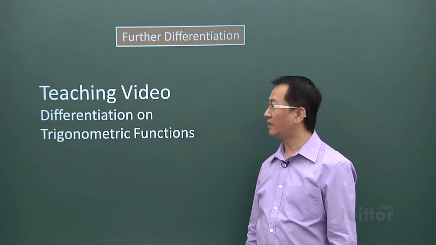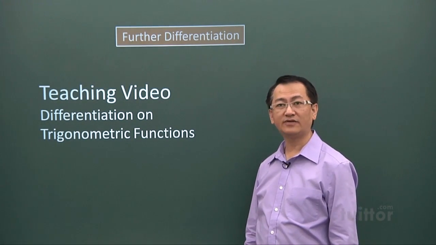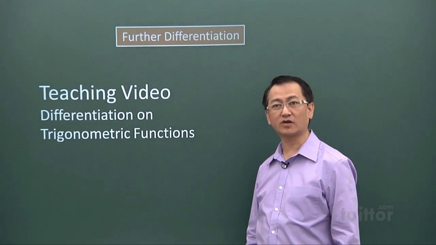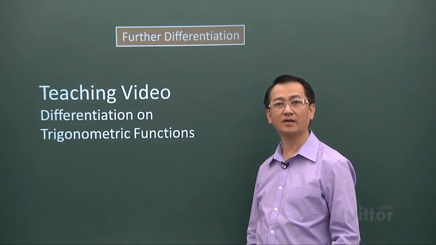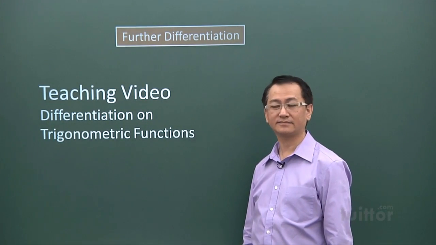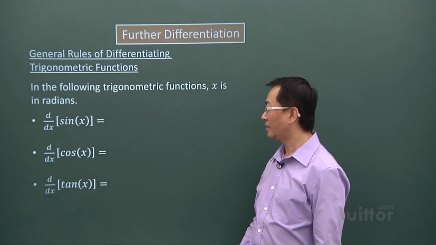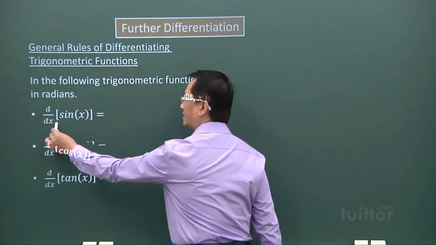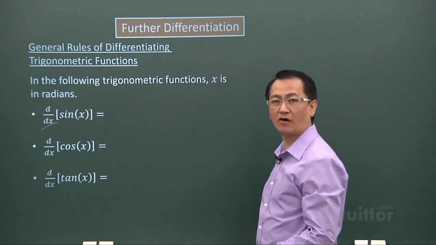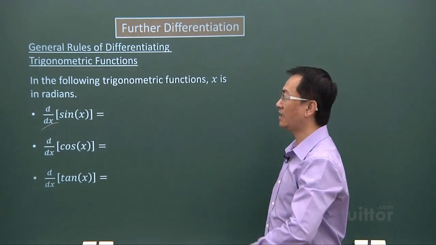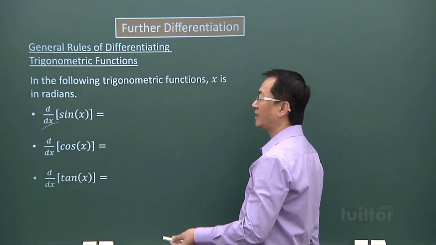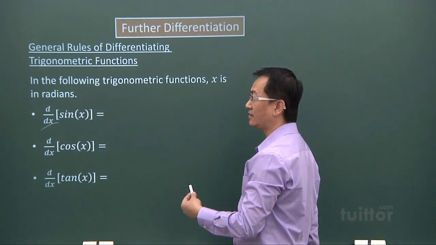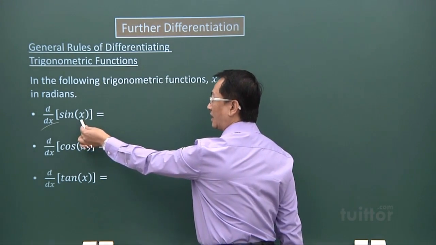Now today we look at the teaching video on differentiation of trigonometric functions. When we talk about trigonometric functions, we're talking about the basic ones like sine x, cos x, tangent x. There are three functions here we look at. Now this symbol you have seen, that is d over dx. What we mean is this, to differentiate the function sine x. And you notice that sine x is in terms of x.